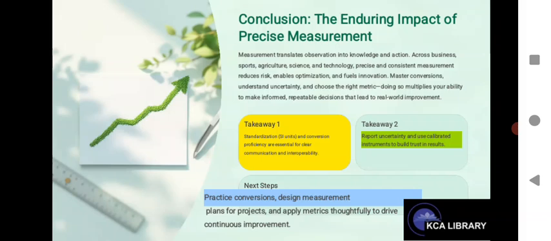So SI units and conversion proficiency are essential for clear communication and interoperability. What you should do is make yourself conversant with SI units, fundamental units like length, mass, and time, and study the measurements and how they are converted from one form to another. All these are explicitly explained in your module. So practice conversions and design measurement.